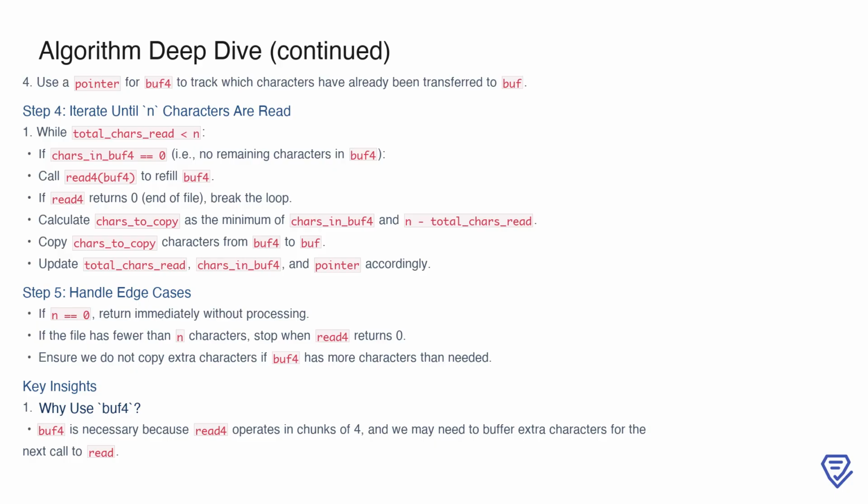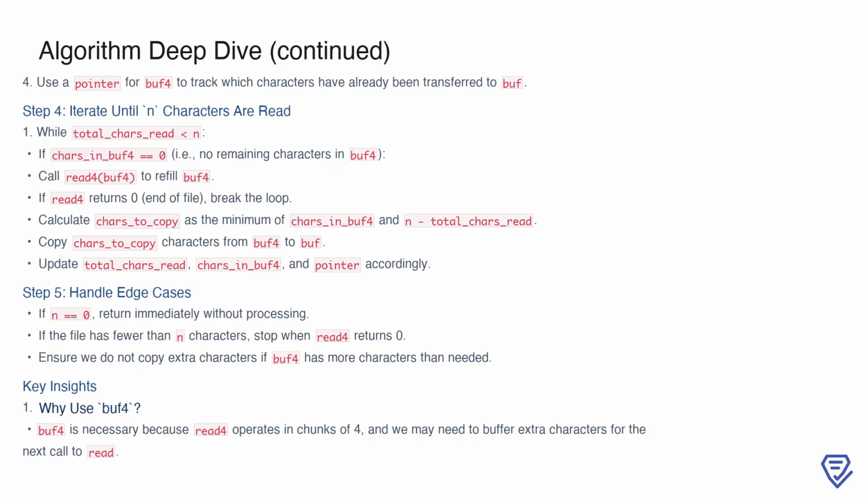The core logic involves iterating until we've read exactly n characters. During each iteration, if buff4 is empty, we'll call read4 to refill it. If read4 returns 0, that means we've reached the end of the file, so we'll exit the loop. To avoid reading too many characters, we'll calculate chars_to_copy as the smaller of the remaining characters in buff4 and the number of characters still needed to reach n.